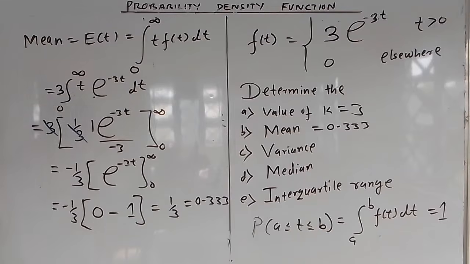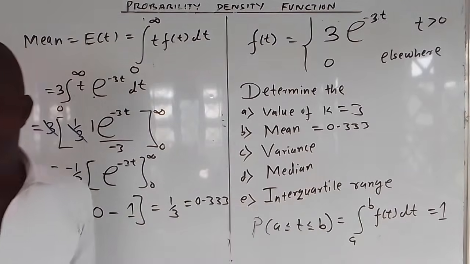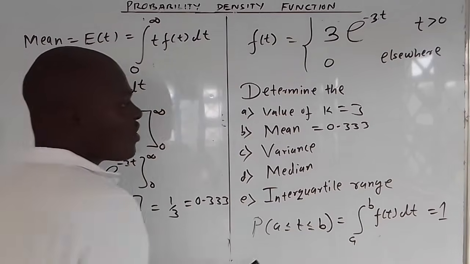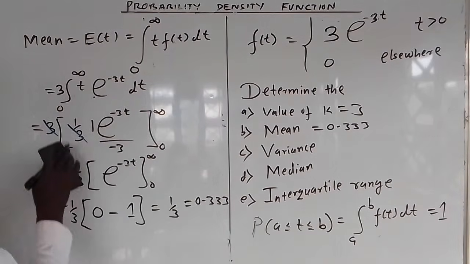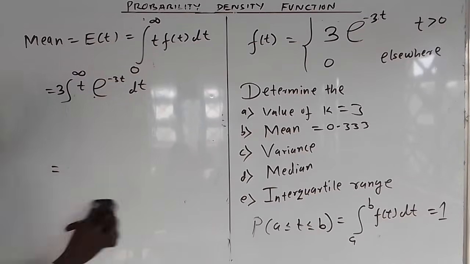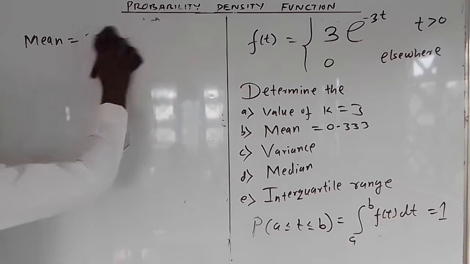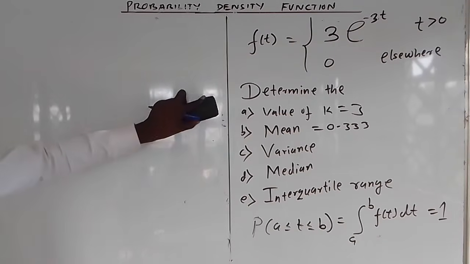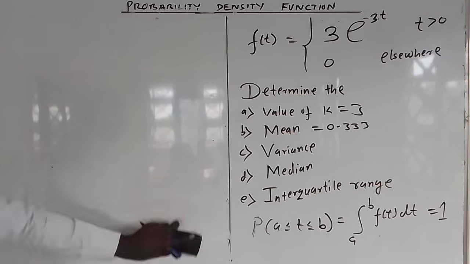We are done with the mean. We are now going to the variance. How do we get that? Before you get the variance, remember this mean is the expected value, isn't it? Before you get the variance, you must get the expected value of t squared.